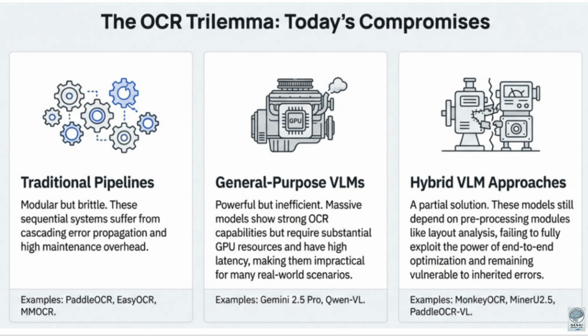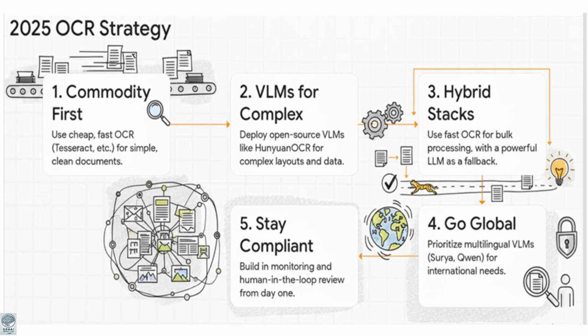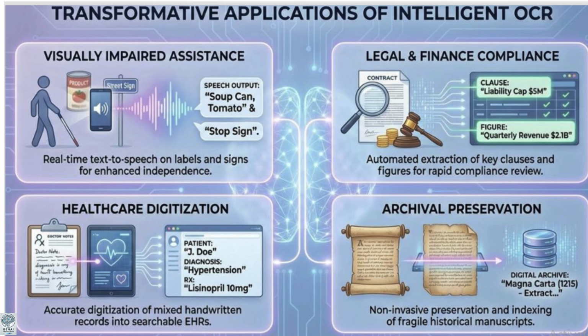The OCR trilemma: traditional pipelines are brittle and error-prone. Complex rule chains break easily. General-purpose VLMs are accurate but slow, with high GPU cost and latency. Hybrid approaches inherit limitations. Combining systems still causes issues. The 2025 OCR strategy: commodity first, use Tesseract for simple tasks. VLMs for complex ones, use open-source VLMs for layouts. Use a hybrid CNN fallback. Go global, support multilingual models. Stay compliant, add human review.